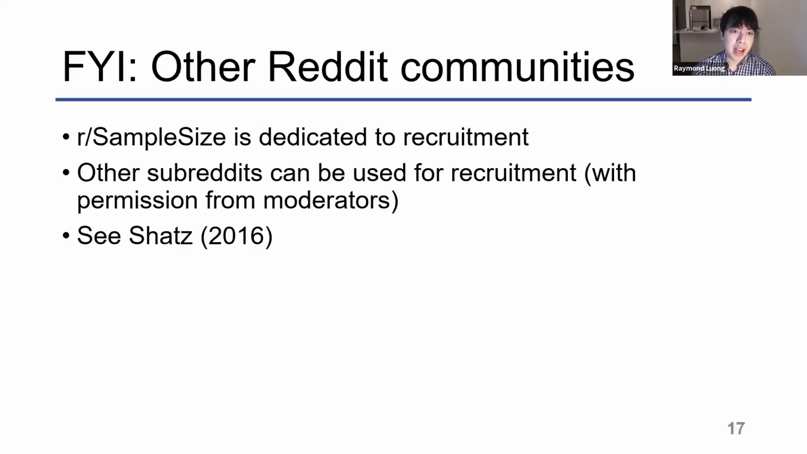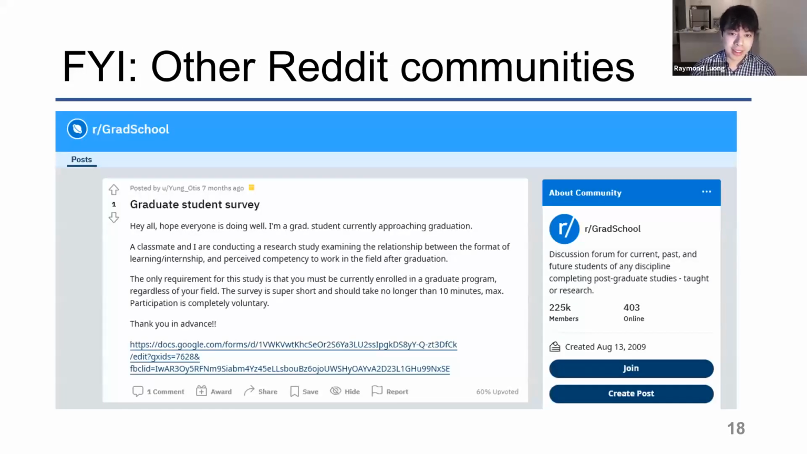I also wanted to provide an FYI that even though I'm talking about sample size as a specific data collection community, there are other ways to collect data on Reddit. One will be discussed later, which is extracting data from the text of posts themselves. But there are also subreddits where you can post your survey if you have permission from the moderators in those specific communities. You can see Shatz 2016 for more information on that general procedure. And this is an example of a subreddit that I frequent very often, where someone posted a graduate student survey with permission from the grad school subreddit community.